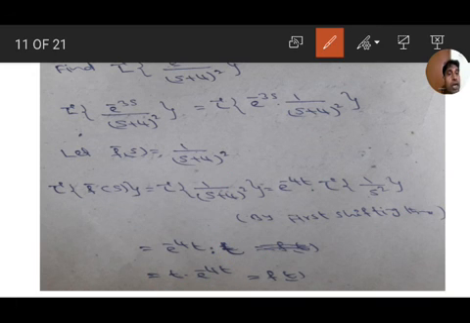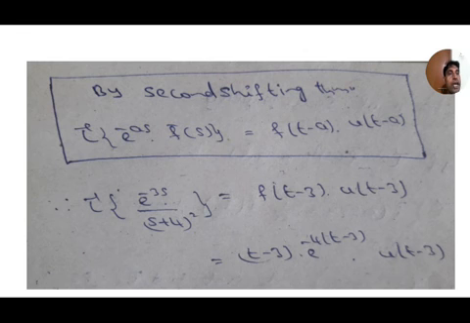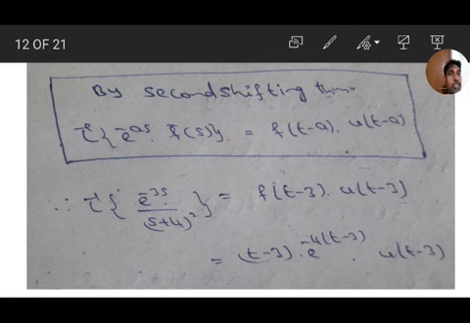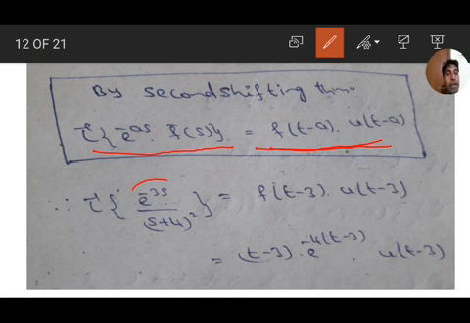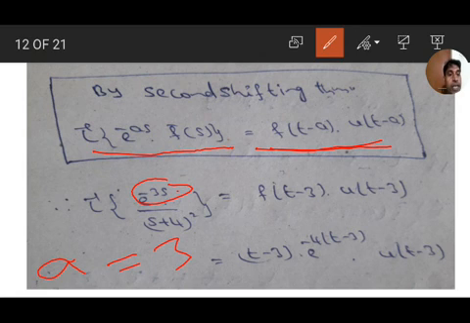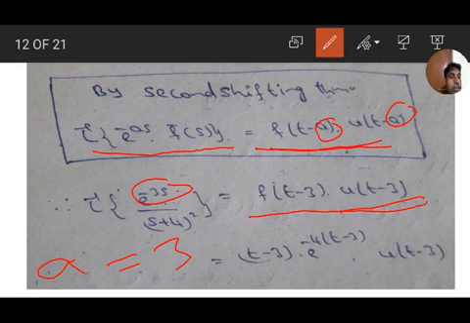Next, for the overall inverse Laplace transform we have to use the second shifting theorem. By the second shifting theorem, L inverse of e to the power of minus as into f bar s equals f of t minus a into u of t minus a, and here, from e to the power of minus 3s, a equals 3. Therefore L inverse of e to the power of minus 3s by s plus 4 whole square equals f of t minus 3 into u of t minus 3.